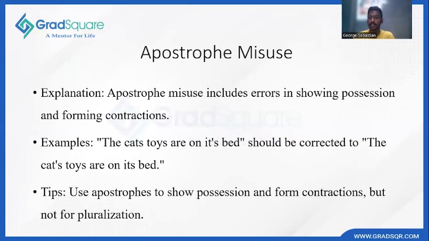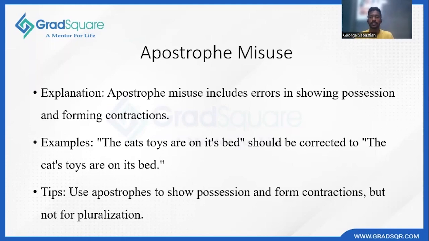Another major area is apostrophe misuse. We use an apostrophe to show possession. For example, in this particular sentence, it says "the cat's toys are on its bed." In the case of "cat's," I have used an apostrophe to show possession, but in the case of "its," I haven't used an apostrophe. We have to use the apostrophe to show possession and also to form contractions.